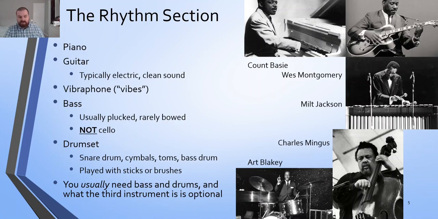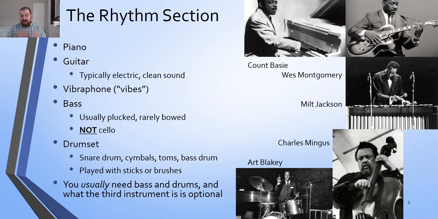Snare drum, cymbals, toms, bass drums, lots and lots of variety in what can go into a jazz drum set, but that's kind of your basic, especially cymbals and snare. Played with sticks or with brushes, and these are like metallic brushes that give kind of a ch-ch-ch sound. You usually need bass and drums in a rhythm section as a bare minimum.